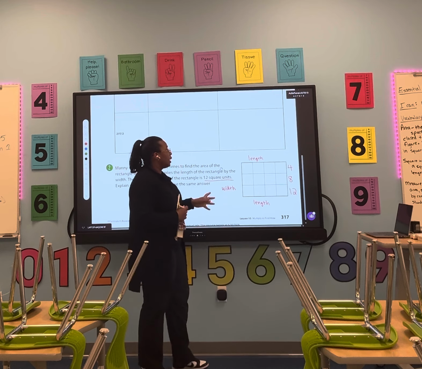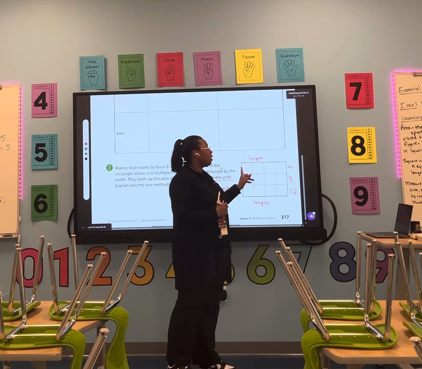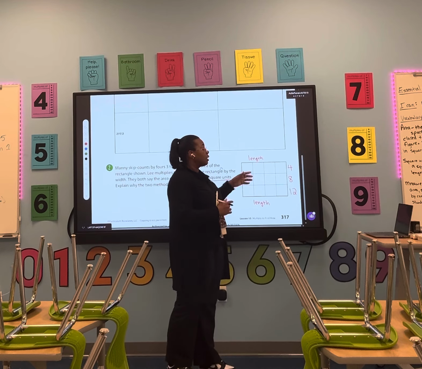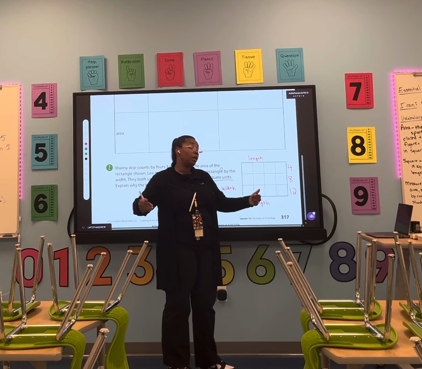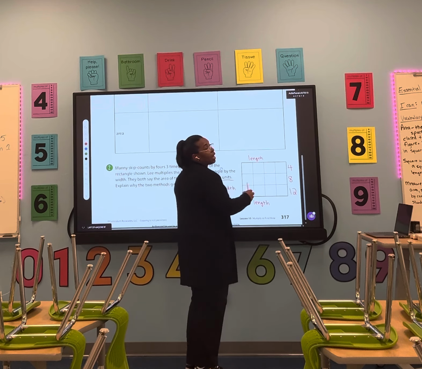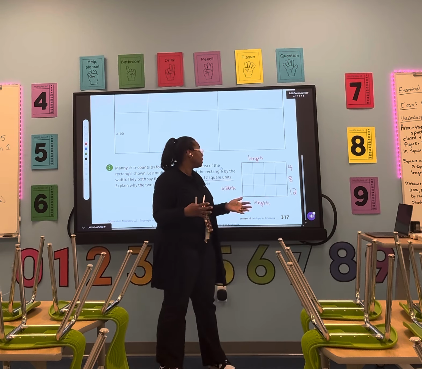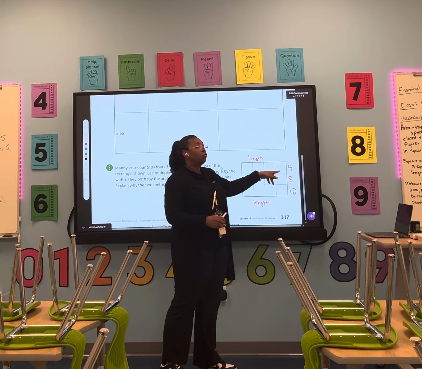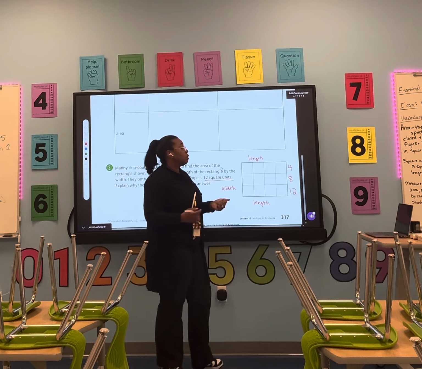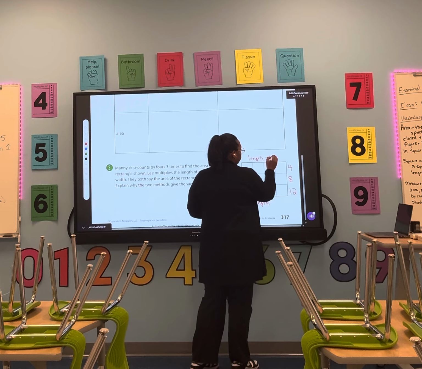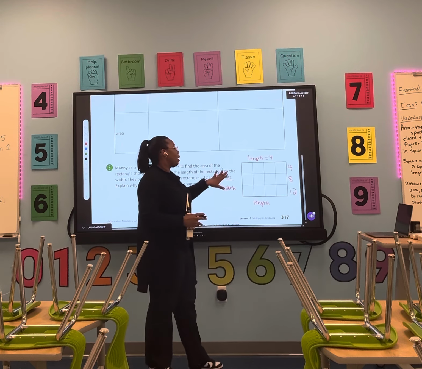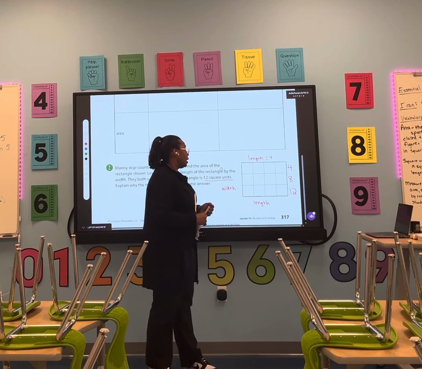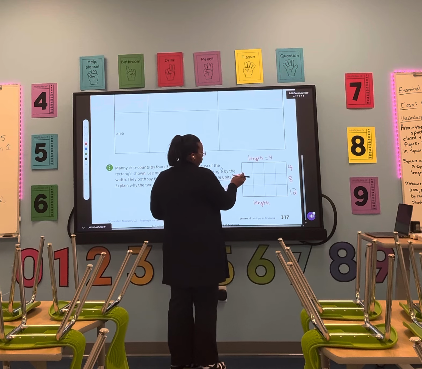Now, if I look at the length, I could count how many squares I have, because the length is how long the shape is. So I would count how many squares I have. That will tell me how long my shape is. So I have 1, 2, 3, 4 squares. So that means the length here would be 4, okay? And then my width is how wide it is. And when I look at this, I have a width of 1, 2, 3. So the width would be 3 units.